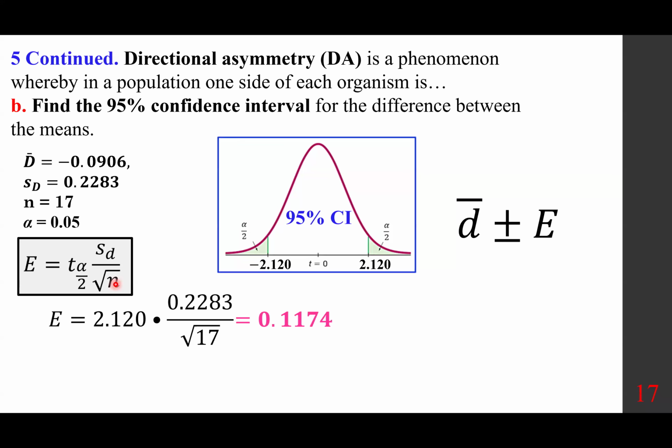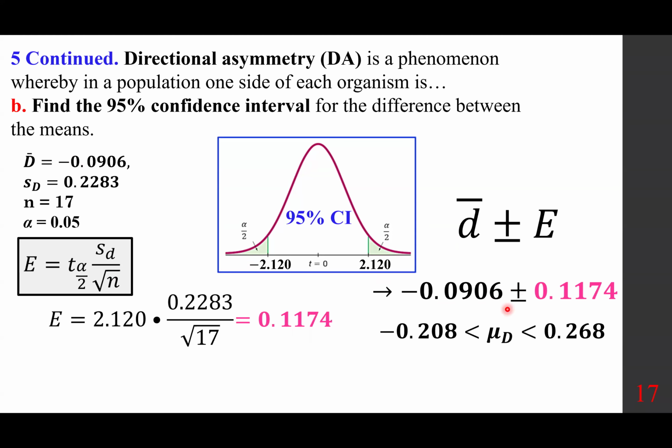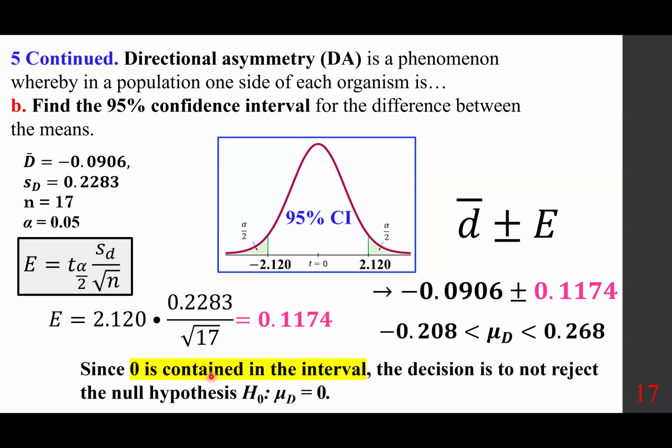So there are two ways to write it. D bar, which is this number, plus minus this. Or we're going to say mu sub D is between this minus that and this plus that. Okay, so minus 0.208 and plus 0.268. As you can see, we go from negative to positive. That means 0 is included there. Since 0 is contained in the interval, the decision is to not reject the null hypothesis H0, mu sub D equals 0. Okay, so that is again consistent.